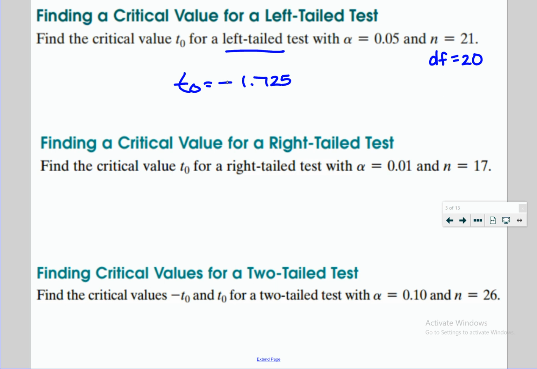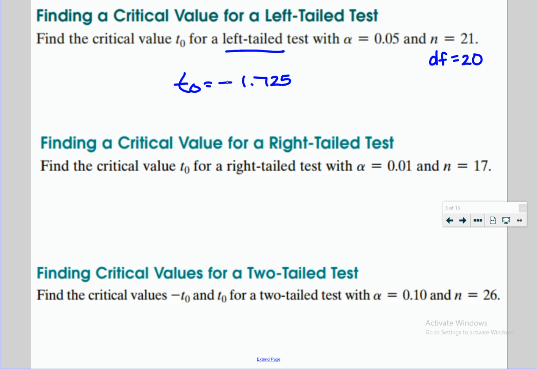Everybody see that number okay on their chart? No? Yes? Okay, so 1 tail. Go over to our level of significance, 0.05, and then put down to the line 20. Okay, let's try another one.